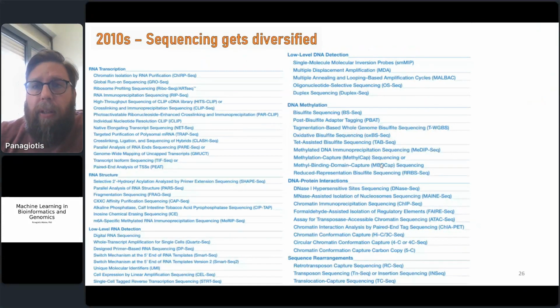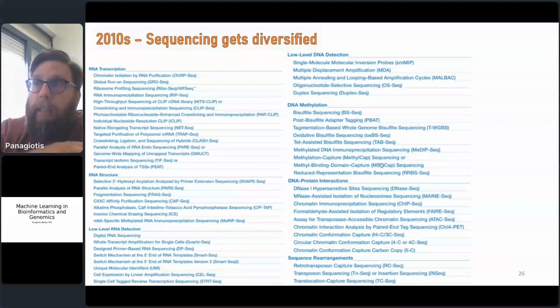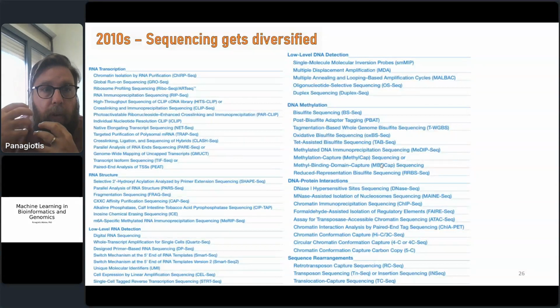The other thing is, I'm talking only about DNA sequencing, but this experimental method for sequencing has now branched out into tens to hundreds of different methods, and each one can measure different types of biological data, giving slightly different information. So this is a very exciting time, the previous decade, where sequencing technology got diversified.